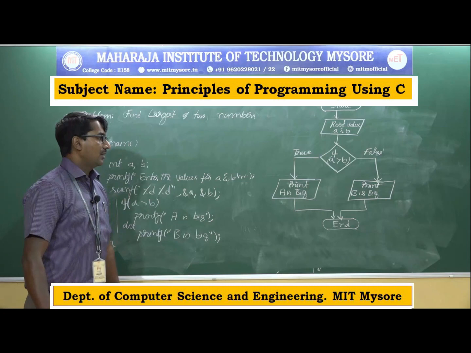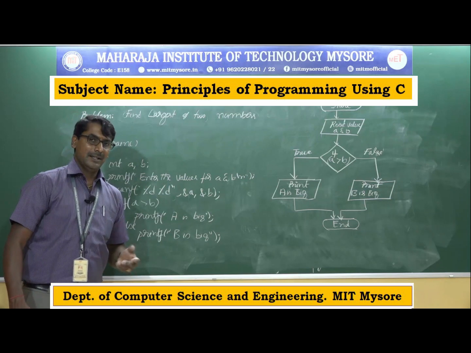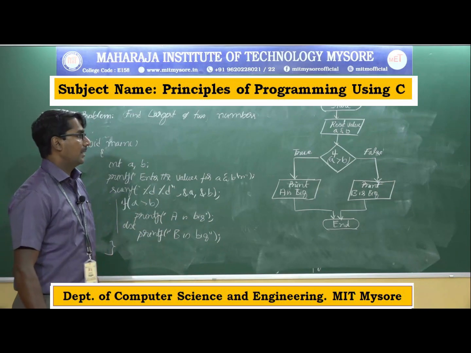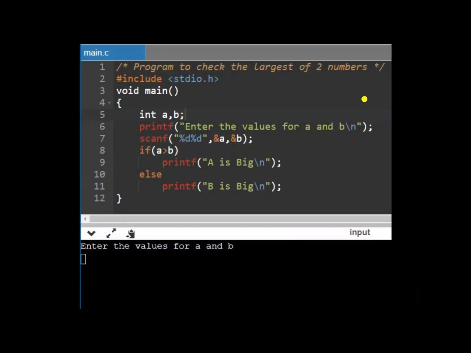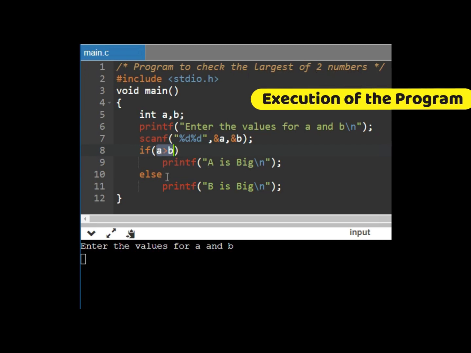Now let's execute this program online. Let's see how this program executes and what the output will be for the given inputs. Here is the program for finding the largest of two numbers. In this program, A and B are the input variables. So here we get a value for A and B. After reading the values, we check whether the value of A is greater than B. If A is greater than B, the condition is true, then it will display A is big. If the condition is false, it will display B is big.